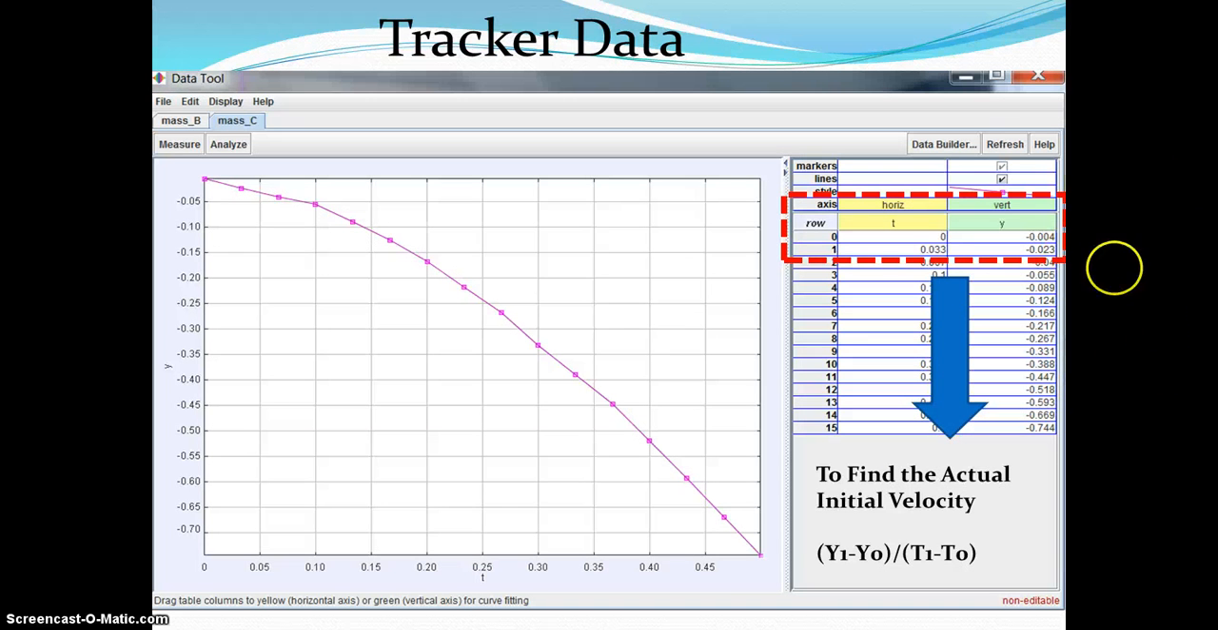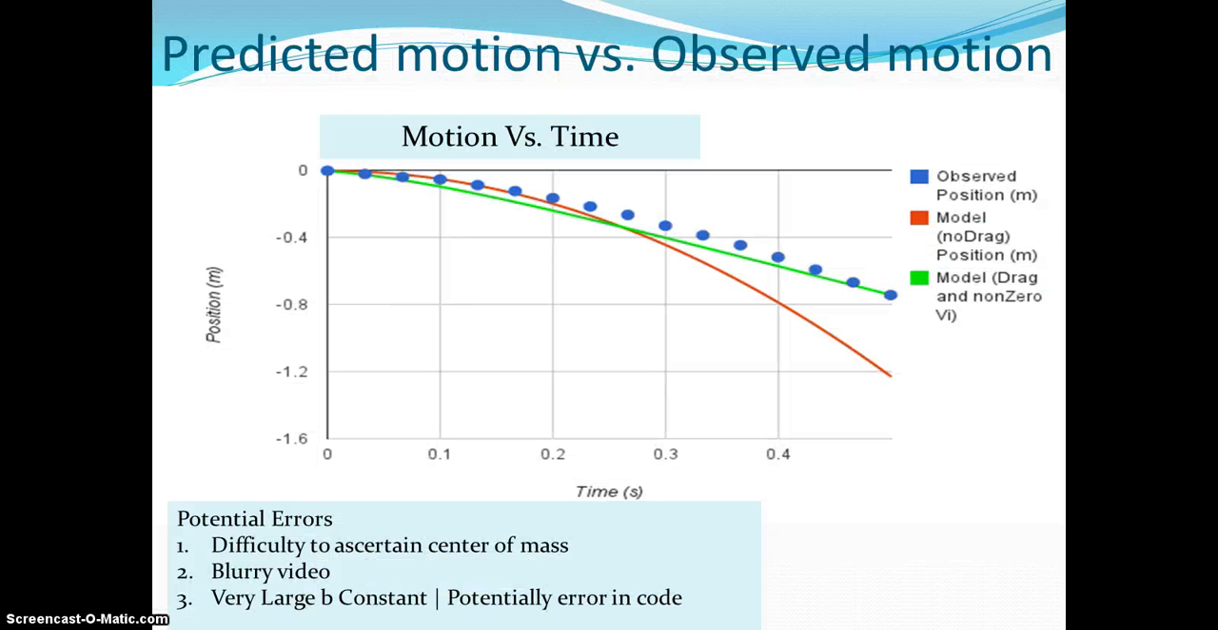So to get our actual initial velocity, we went to our Tracker data and subtracted our first two position points and divided by the difference between our first two time points to get our actual initial velocity.